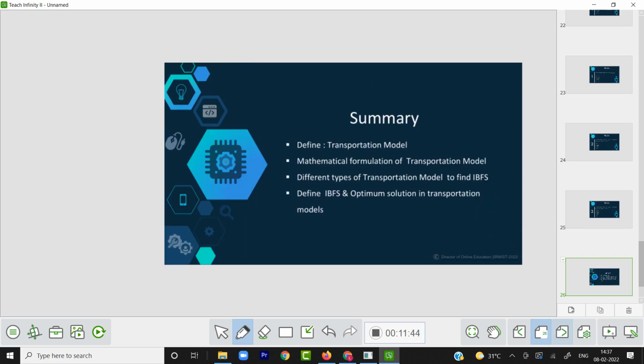Finally, in this presentation we learned about transportation models, formulation of a transportation model, different types of transportation models, what is an initial basic feasible solution, and what is an optimal solution. Thank you.